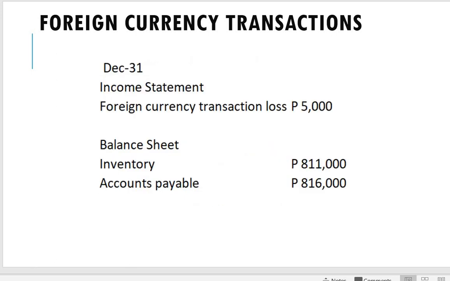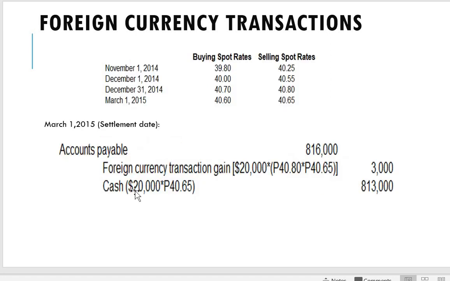On March 1, the settlement date, you will notice that our selling spot rate went down. If we have an exposed liability and the selling spot rate goes down, we have a gain. Our gain is 40.8 less 40.65 times the foreign currency amount, which is 3,000. Our entry for that is to debit our accounts payable of 816,000, the balance on December 31.